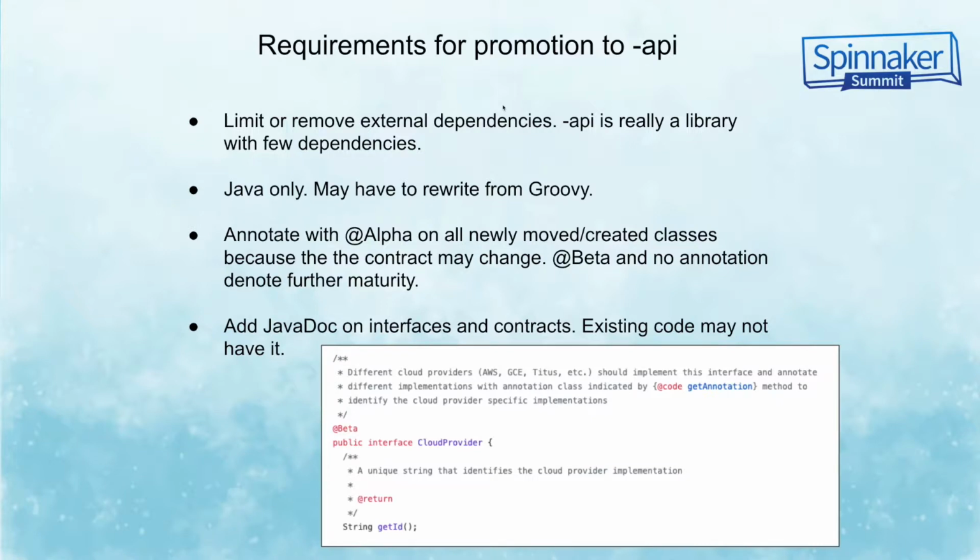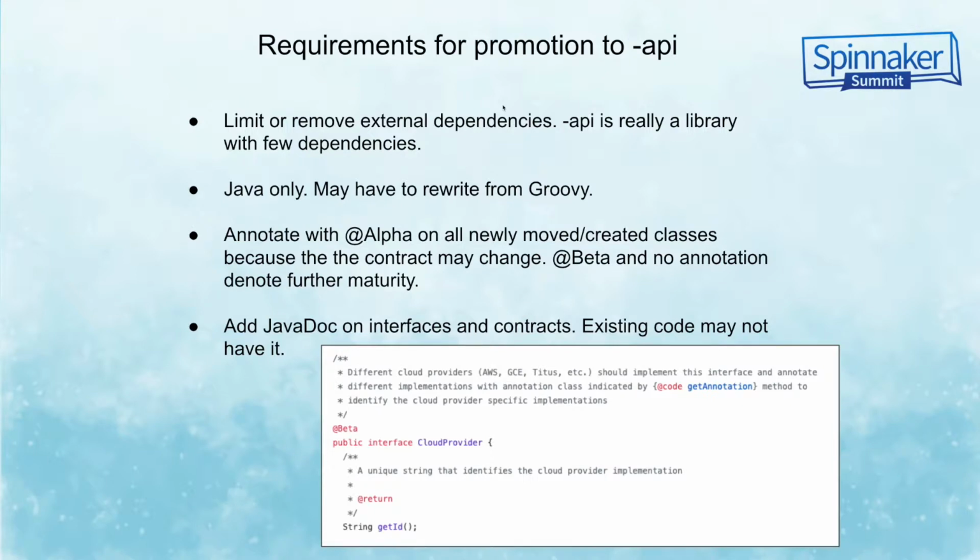We want to put really nice, well thought out contracts in the API module. And the API module is basically a library. So we want to have as few external dependencies as we can there. So if you want to add something new there or take an existing interface and move it over, there's some things you need to do first.